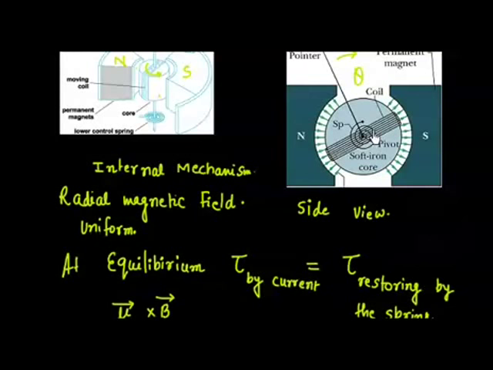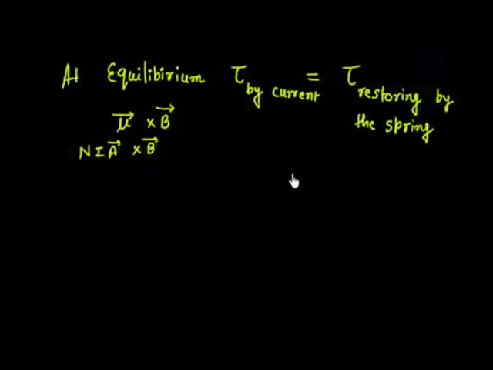So at equilibrium, when both torques are equal, magnetic field lines are always parallel to the loop. This means the current in the loop and the magnetic field lines always make a 90-degree angle. This is one important point. You see, the magnetic field lines are radial. So these are the radial magnetic field lines you have.